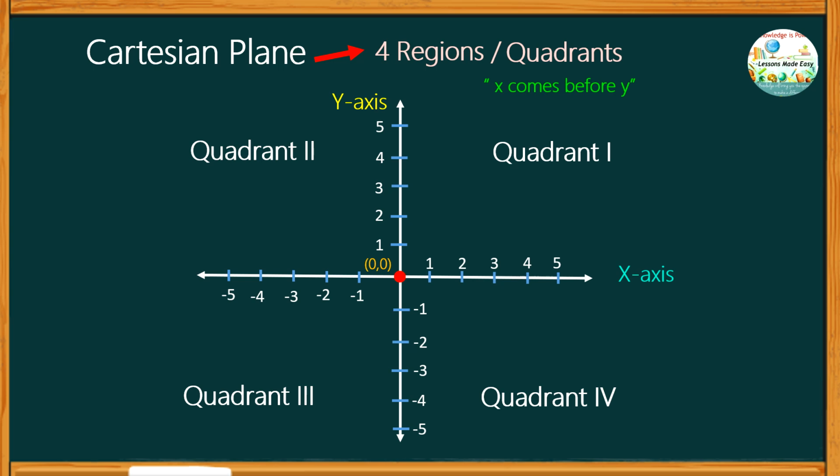Therefore, in quadrant 1, the points that we can plot are positive integers on the x-axis, and the numbers on the y-axis are also positive. In quadrant 2, the values of x are negative, but the values of y are still positive. In quadrant 3, both x and y coordinates are negative. In quadrant 4, x is positive and y is negative.